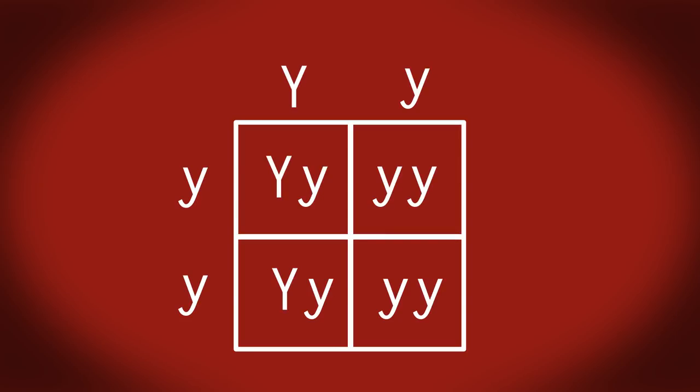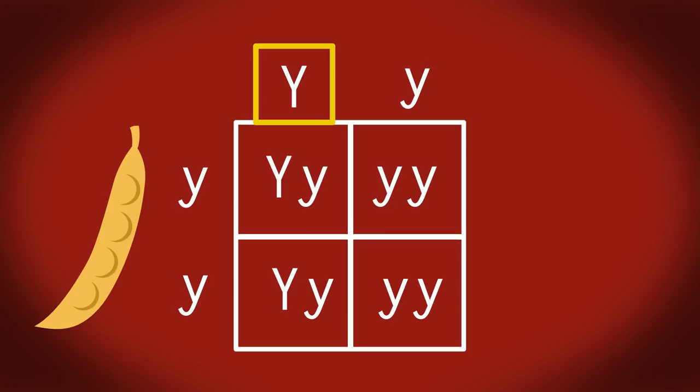The genotype represents the genes of the organism and is shown by two letters. A capital letter represents the dominant form of a gene or allele, and a lowercase letter represents the recessive form of the gene. So the dominant yellow pea pod is shown by capital Y and the recessive green pea pod by little y. Now back to our Punnett squares. We start with a grid like this.